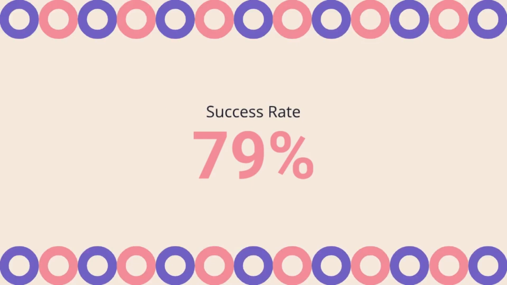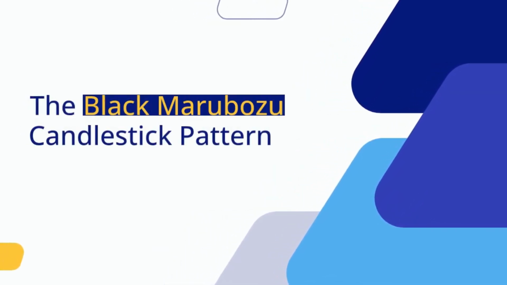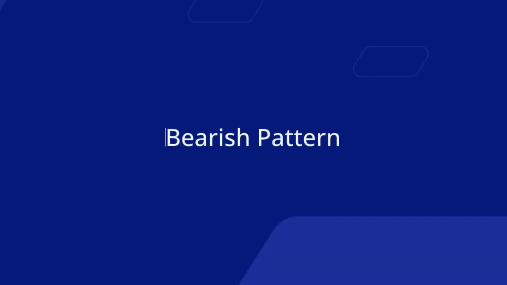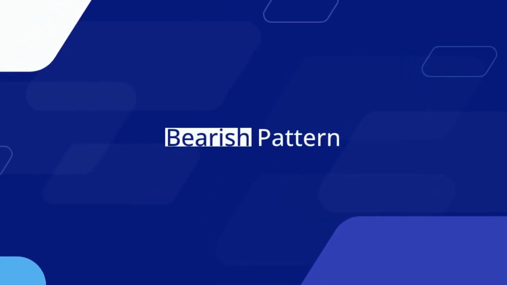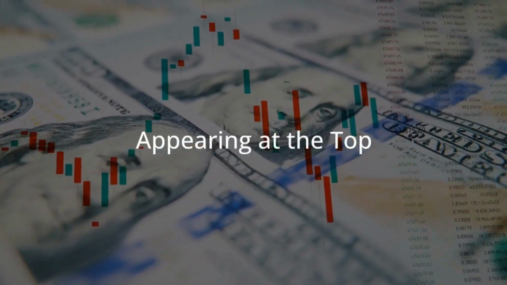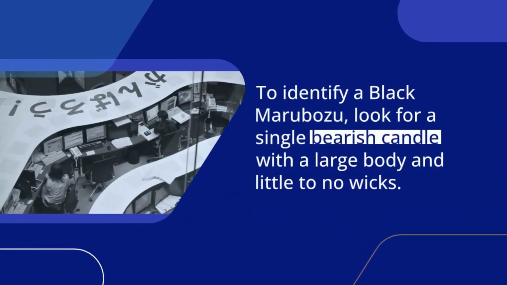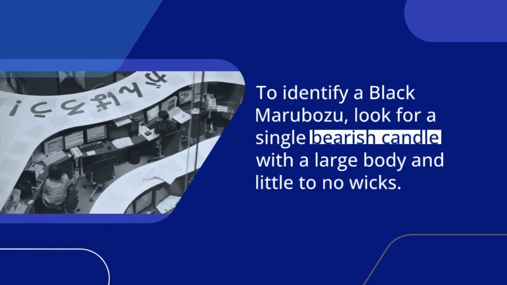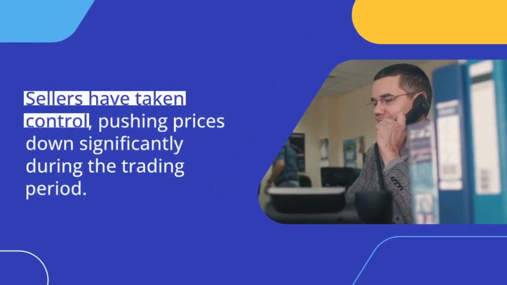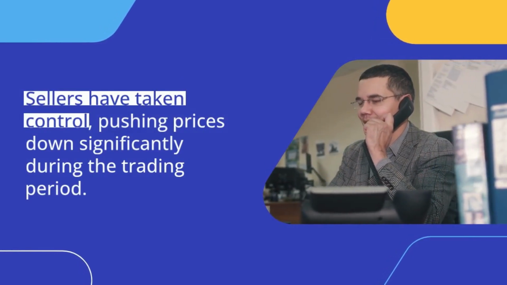The black Marubozu candlestick pattern is a single candle formation used in technical analysis. It is a bearish pattern that signals a potential reversal in the market, often appearing at the top of an uptrend. To identify a black Marubozu, look for a single bearish candle with a large body and little to no wicks. This pattern indicates that sellers have taken control, pushing prices down significantly during the trading period.